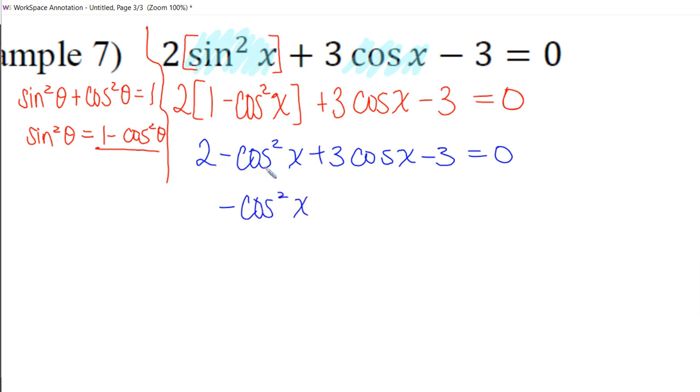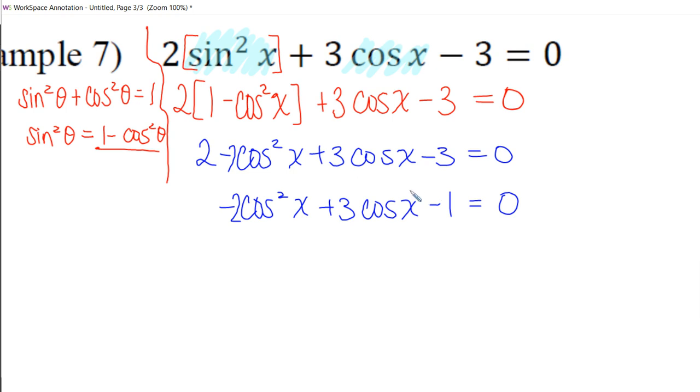Which will simplify to negative cosine squared x plus 3 cosine of x minus 1 equal 0. Oops, that should have been 2. Those should have been 2. Excuse me on that.